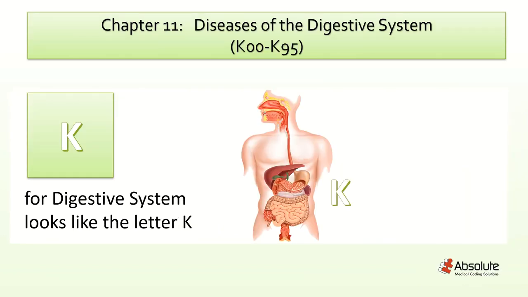Chapter 11 are diseases of the digestive system. Diseases of the digestive system begin with category letter K, K00 through K95. Now, coders, this is what I say. You don't have to follow it, but I think that the digestive system looks like the letter K. I do. I just do. Hey, that liver over there looks like the letter K to me.